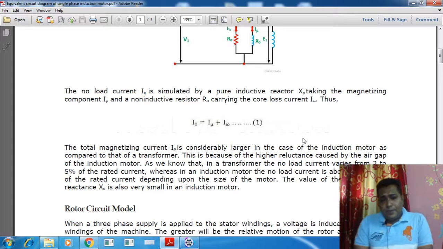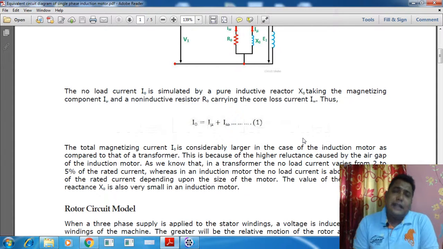Now the question that appears in your mind is why this current value is higher in the case of a single phase induction motor.